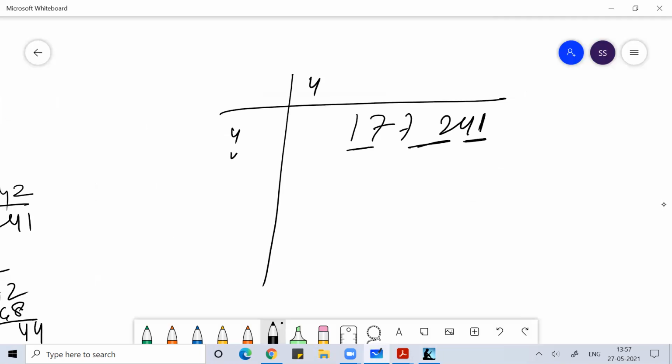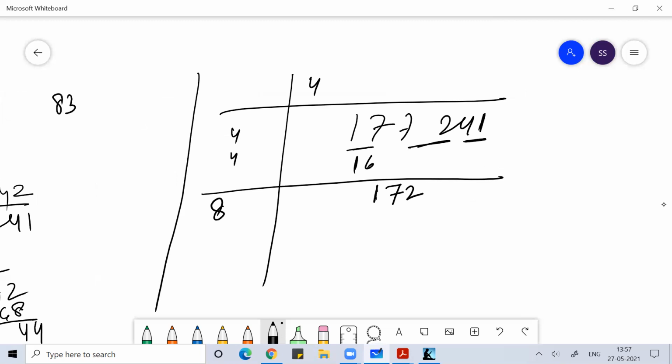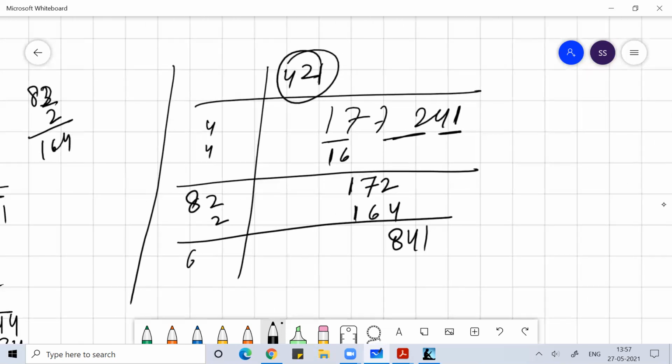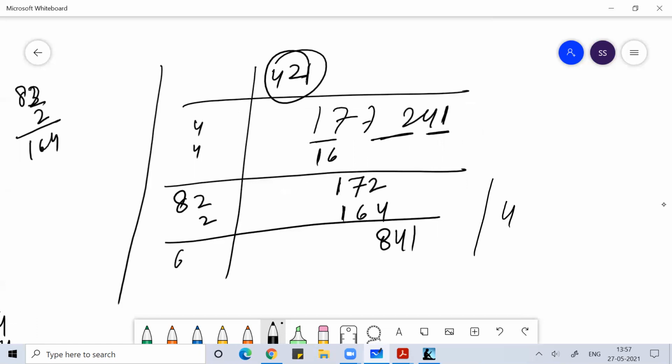ये गया 4 से, 172, ये हो गया 8, 83, तो बड़ा नंबर आ जाएगा। 2 से गया 164, ये हो गया 8, देन 841। यार 421, it's a square, 421 square.